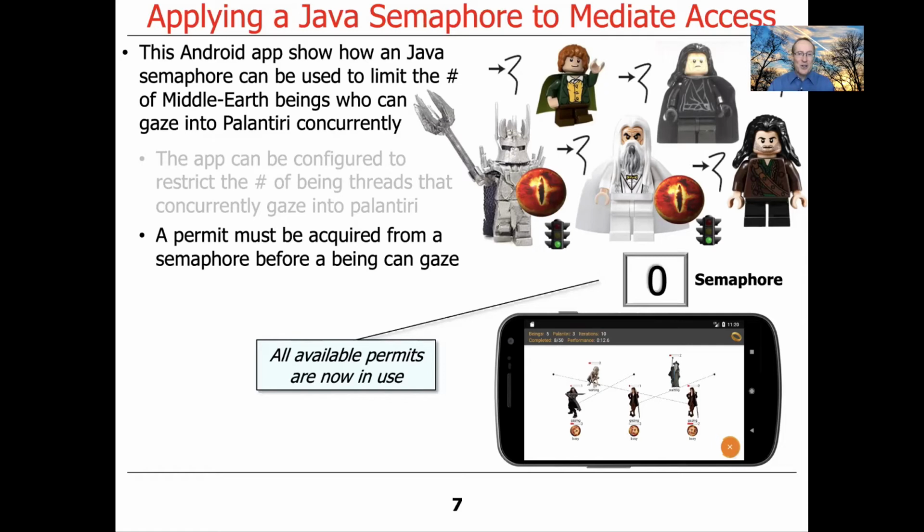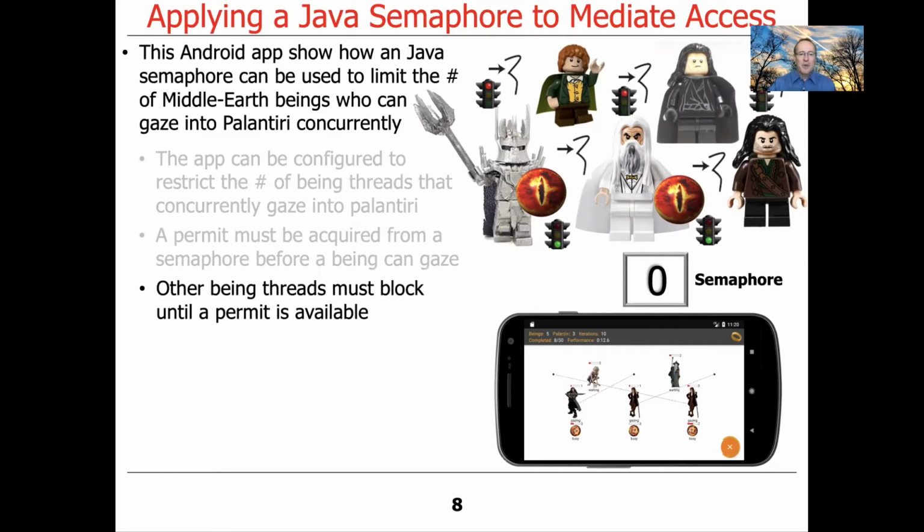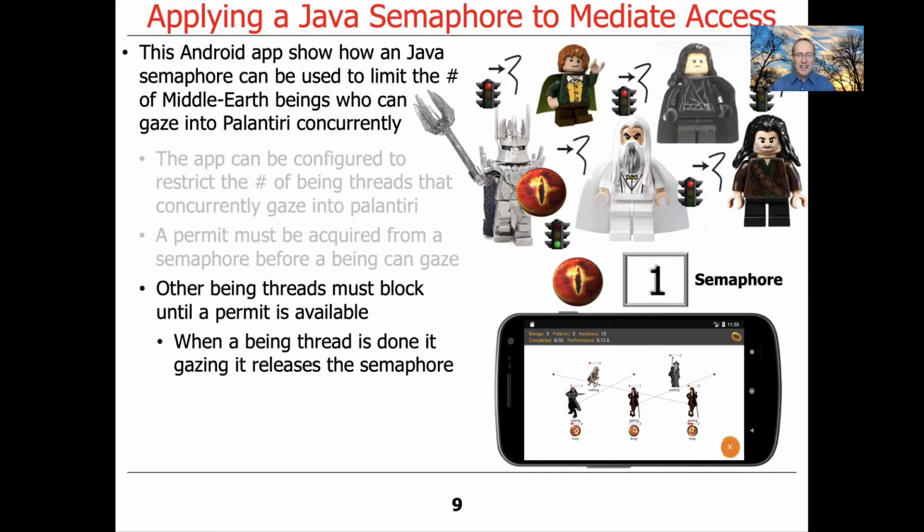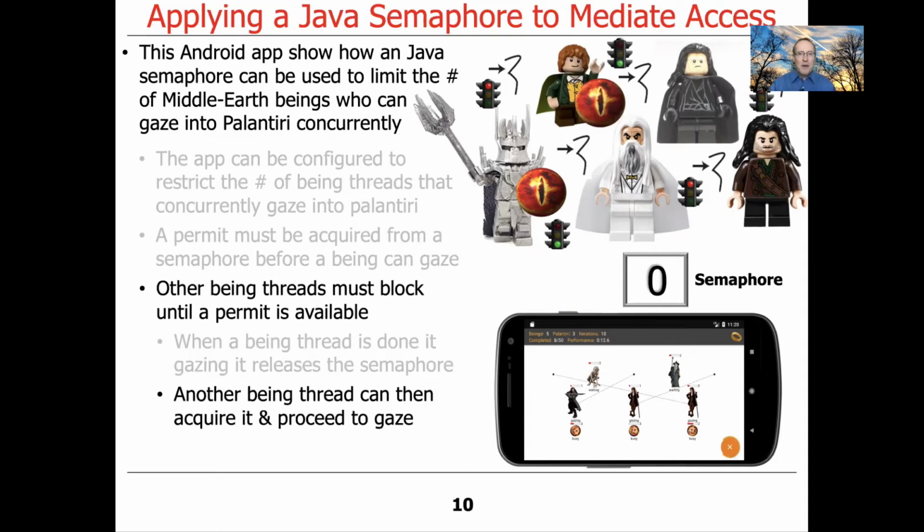In our particular scenario here, after 2 beings are off gazing, it looks like we have Gandalf the White and Sauron gazing. Of course, in canonical Lord of the Rings, they never gaze at Palantiri together, but they could, in theory, I suppose. At this point, the number of permits is now 0. So if anybody else comes along, like Pippin or Aragorn or Boromir, they're going to have to wait until the count goes greater than 0. When Gandalf gets done, he'll return the Palantiri. He'll increment the count by 1 when he releases the semaphore, and then somebody else can wake up and start to gaze. So that's the basic idea.